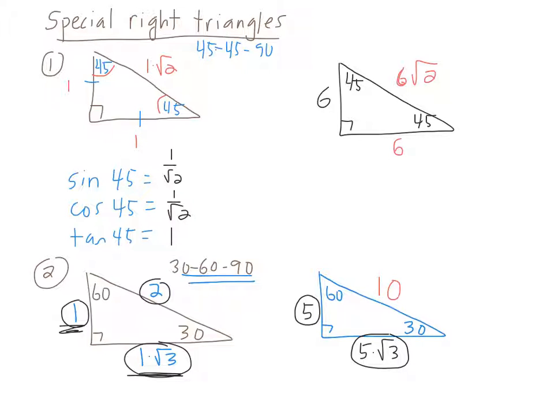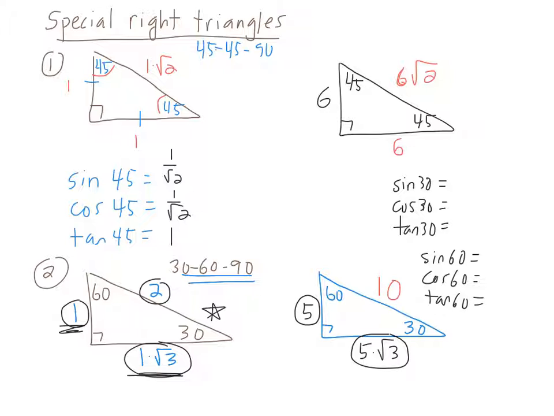To take that a step further, you're expected to know how to find things like sine of 30, cosine of 30, tangent of 30, and the same thing with 60. So take a moment, find what these values would be, and go back to your original triangle here. The sine of 30 is 1/2, remember, opposite over hypotenuse. Cosine of 30 would be radical 3 over 2. The tangent of 30, your opposite over your adjacent, would be 1 over radical 3.